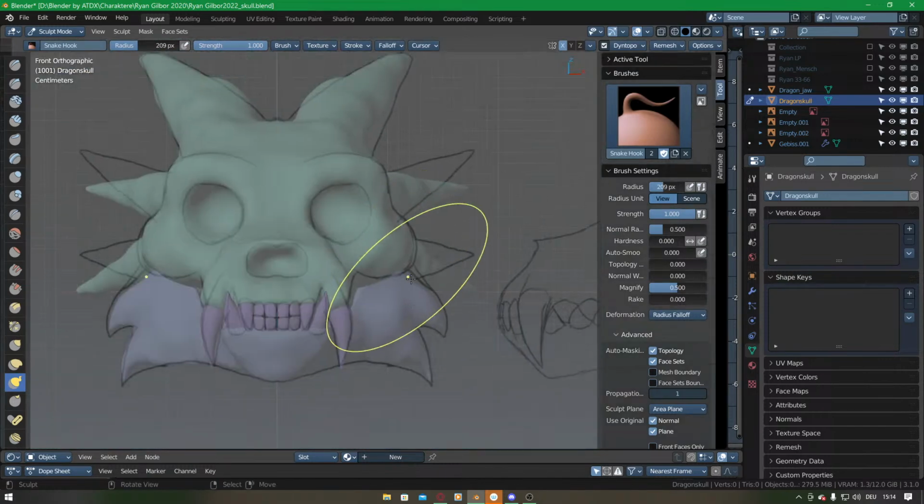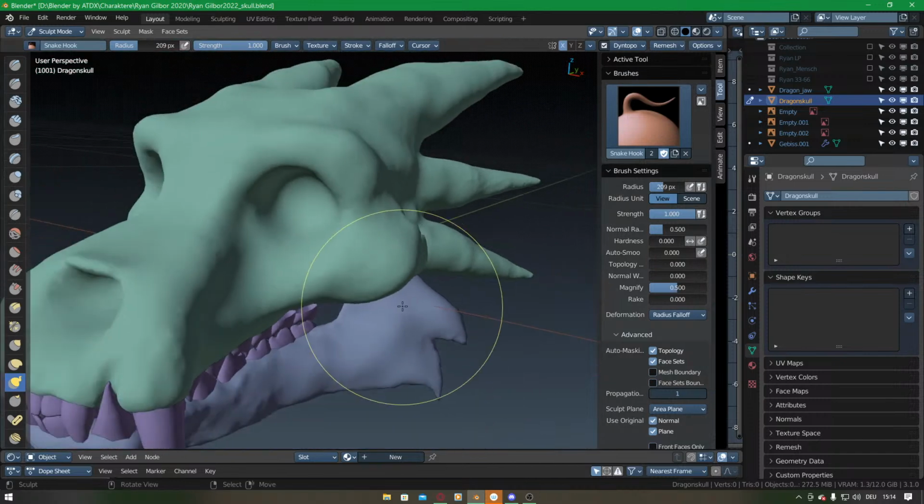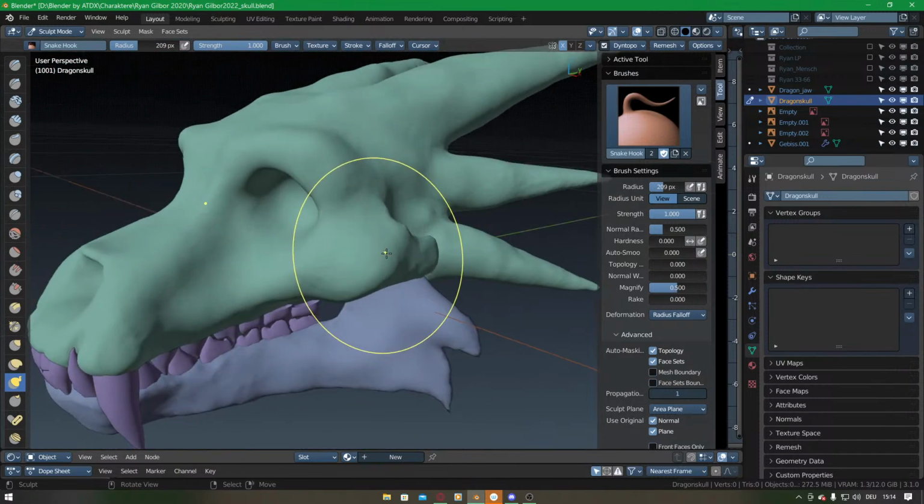Okay. Just need to get the cheekbones bigger. That's not necessary. You don't see the skull in the end. This is just a placeholder that tells me how the final head should look like.